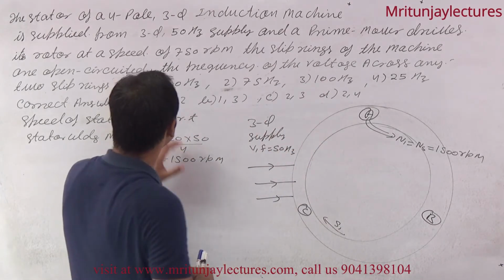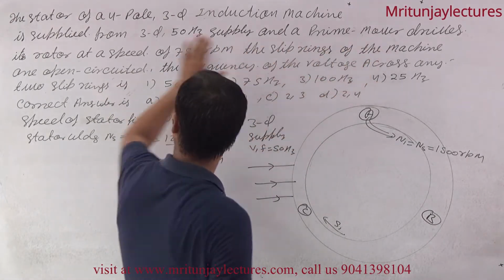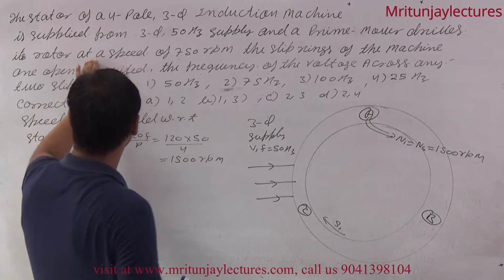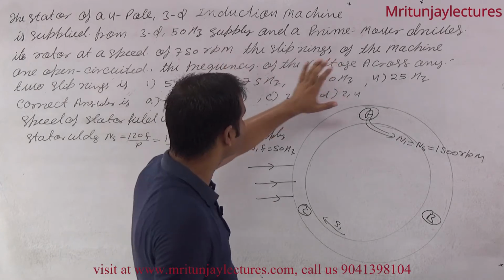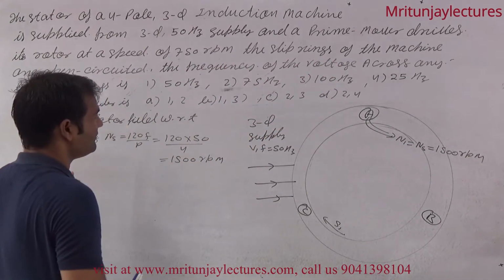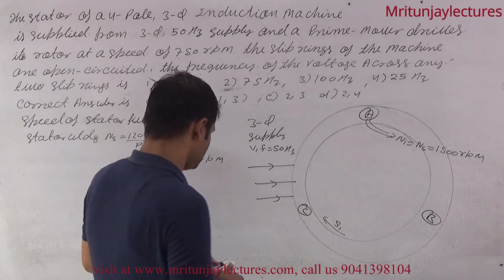Now corresponding to the question, the prime mover drives its rotor at a speed of 750 rpm. The slip rings of the machine are open circuited. What is the frequency of voltage across any two slip rings?